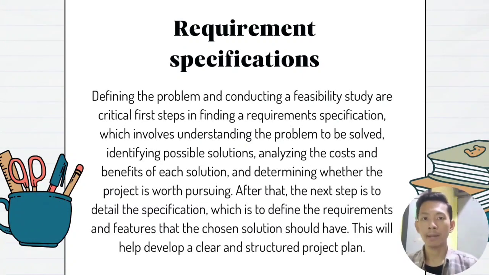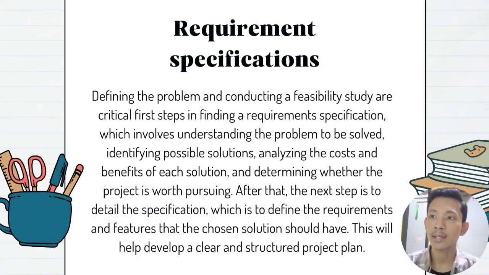So defining the problem and conducting a feasibility study are critical first steps in finding a requirement specification, which involves understanding the problem to be solved, identifying possible solutions, analyzing the costs and benefits of each solution, and determining whether the project is worth pursuing. After that, the next step is to detail the specification, which is to define the requirements and features that the chosen solution should have. This will help develop a clear and structured project plan.